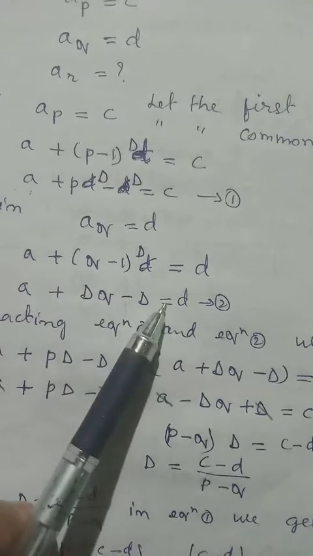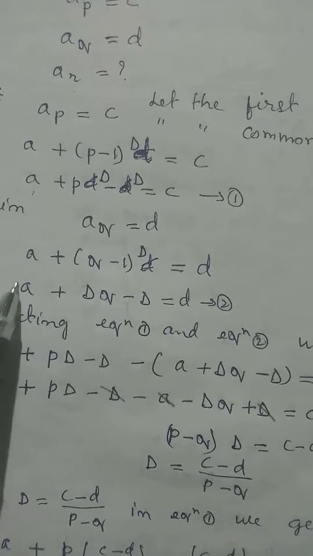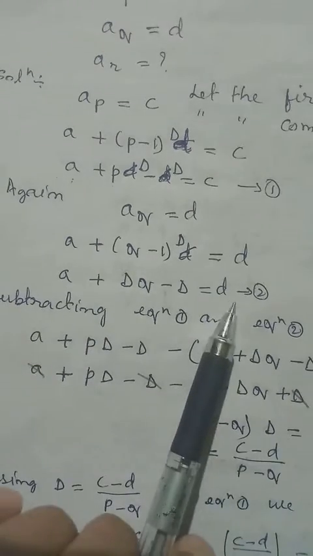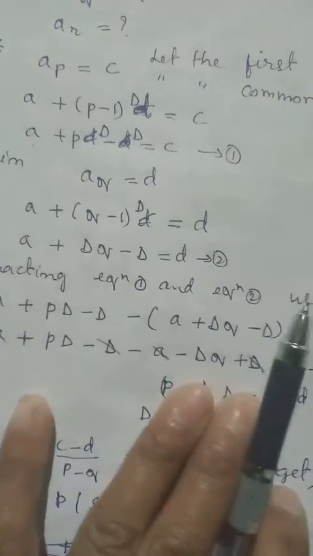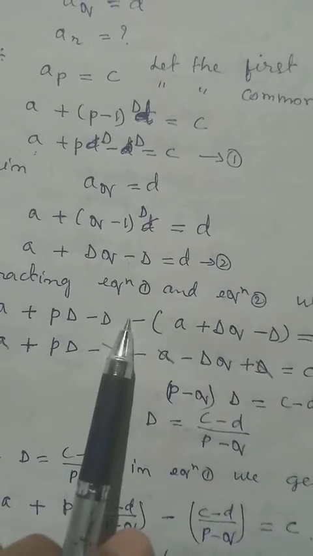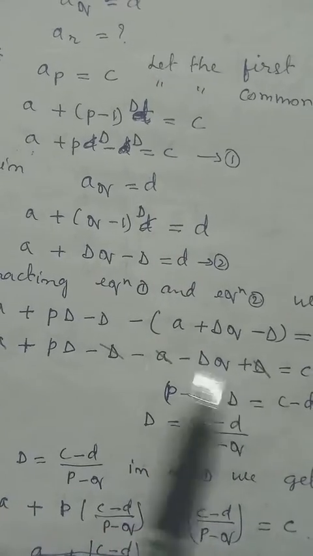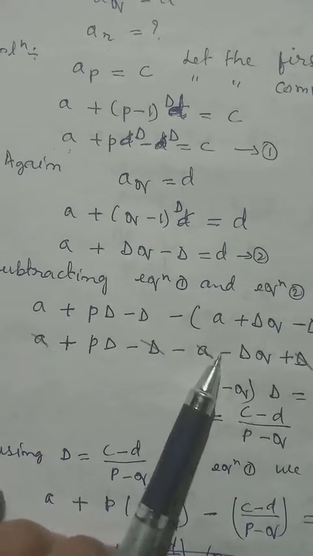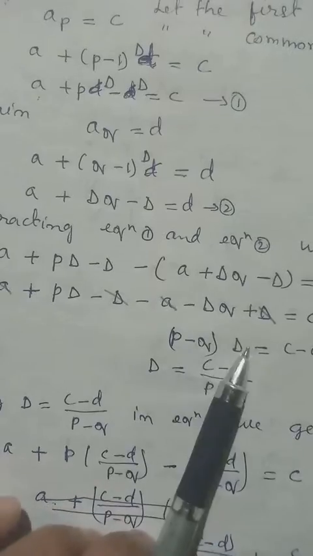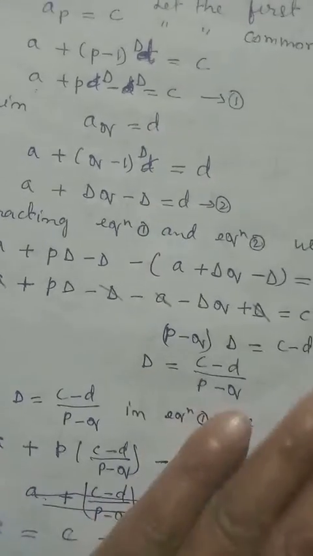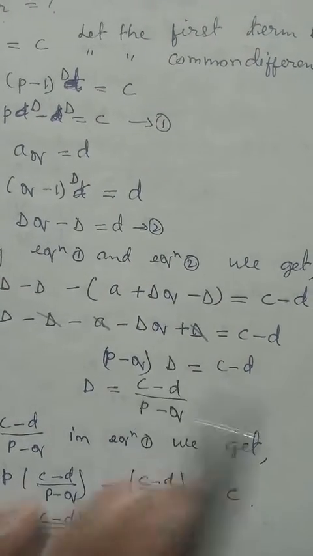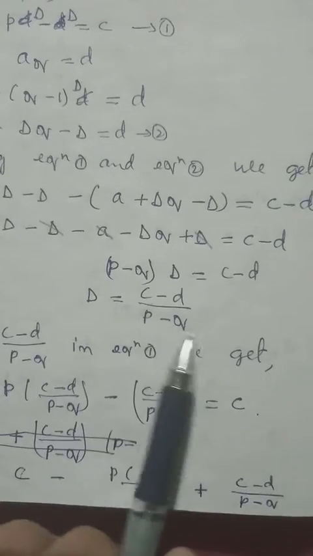So we have two equations. Here is plus A, here is plus A. We can subtract these two: left hand side minus left hand side, right hand side minus right hand side. Then the minus goes inside, minus into plus, minus, minus into minus, plus. Capital A and small a cancel. So capital D we can take common: P minus Q. Then on this side we have C minus D. Then capital D equals (C minus D) by (P minus Q).